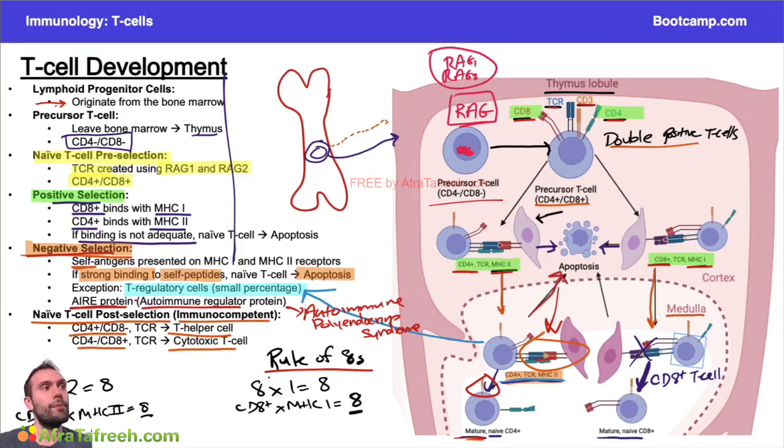Some of the small percentage of those cells will become Treg cells to help regulate the immune response. And then eventually, once this process is completed and the cell survives, then it will become a mature T cell, either CD8 positive or CD4 positive, and then downregulate the other coreceptor. It will still have a T cell receptor and it will still be CD3 positive.